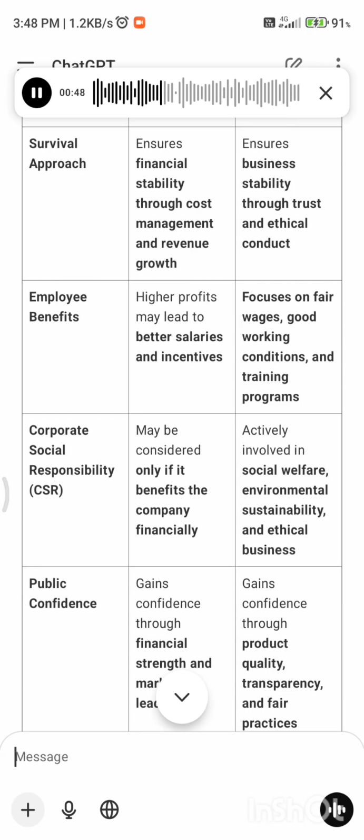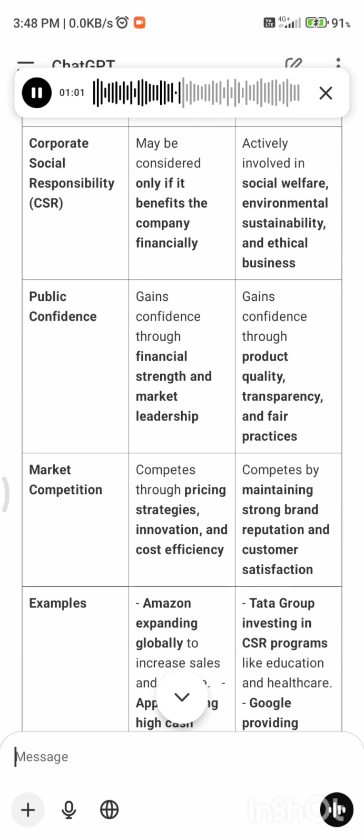Employee benefits: higher profits may lead to better salaries and incentives. Focuses on fair wages, good working conditions, and training programs. Corporate social responsibility (CSR) may be considered only if it benefits the company financially. Actively involved in social welfare, environmental sustainability, and ethical business.